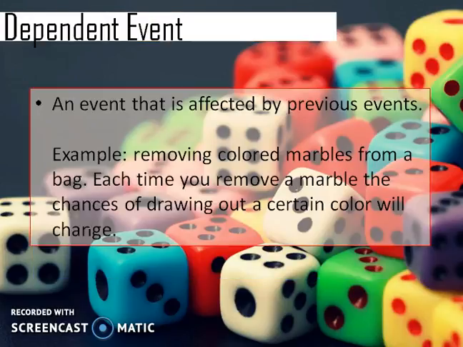Next, we have dependent events, which are events that are affected by previous events. Here is also an example of dependent events. For example, removing colored marbles from a bag. Each time you remove a marble, the chances of drawing out a certain color will change.